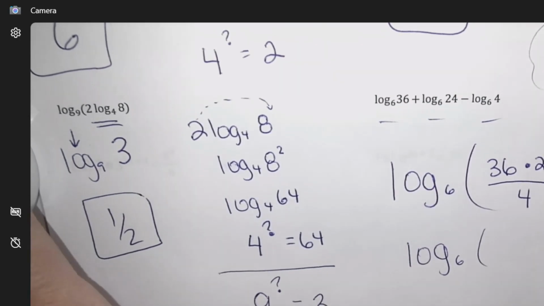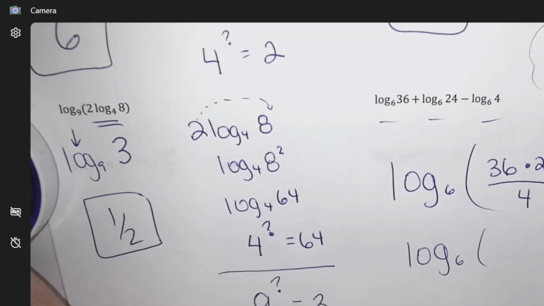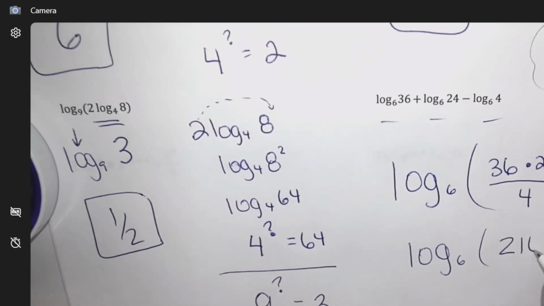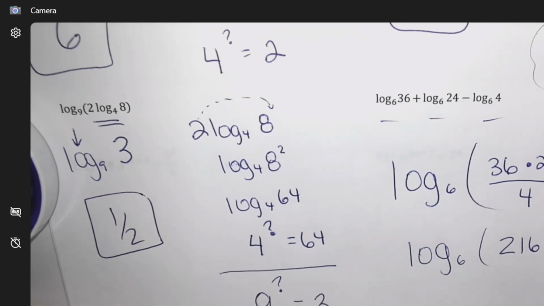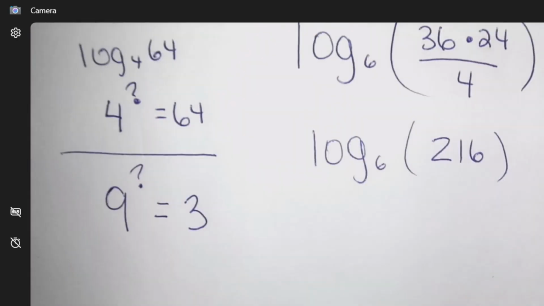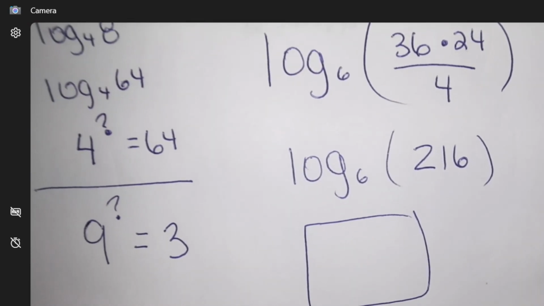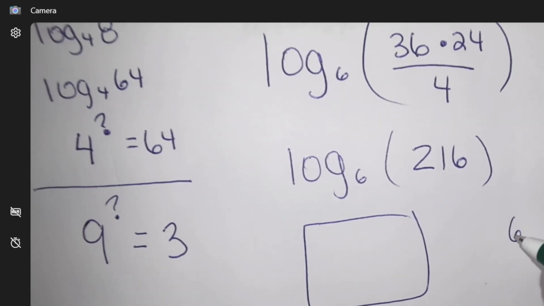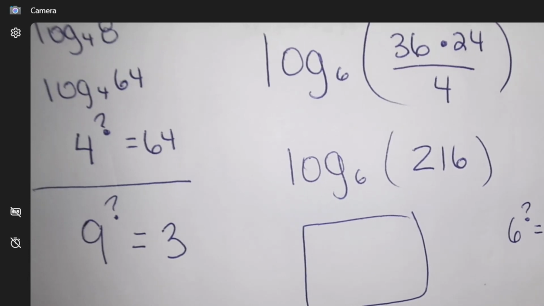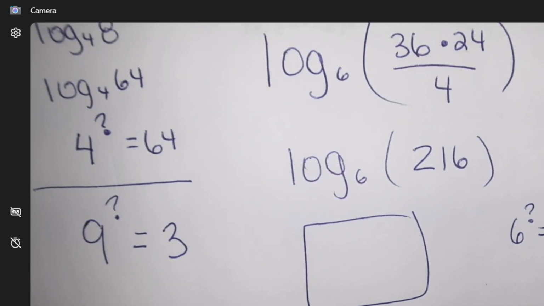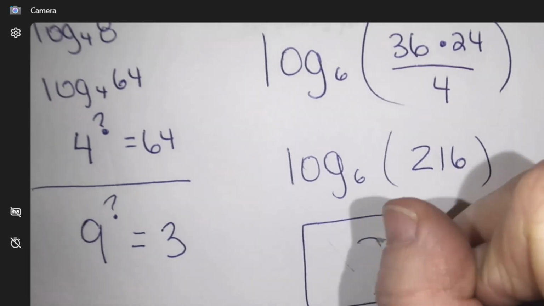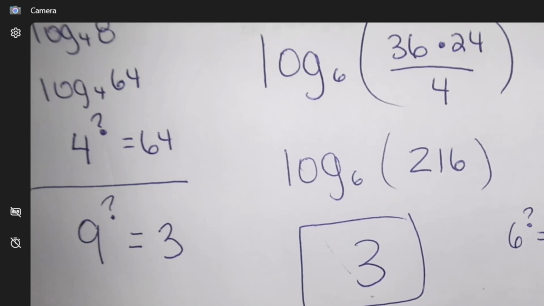In my calculator, 216. So I'm trying to get the exponent. Remember, the answer is the exponent. So your brain goes like this. Base 6 to what is 216? Anybody want to guess? 2 to the 4? Too big. 3. Obviously 6 squared is 36. 36 times another 6.